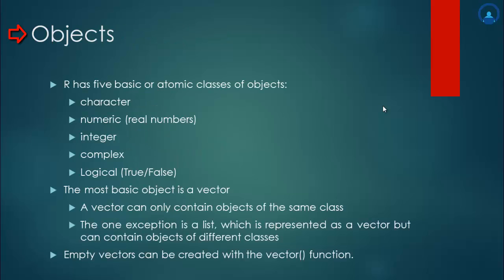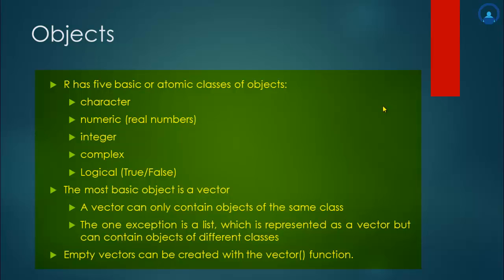R basically has 5 atomic classes of objects. R programming is very much different from C programming and C++, but there are some similarities as well. The 5 atomic classes of objects in R programming are characters, numeric, which are real numbers, integers, complex numbers, and logical, which will contain true or false. We can call it Boolean also.